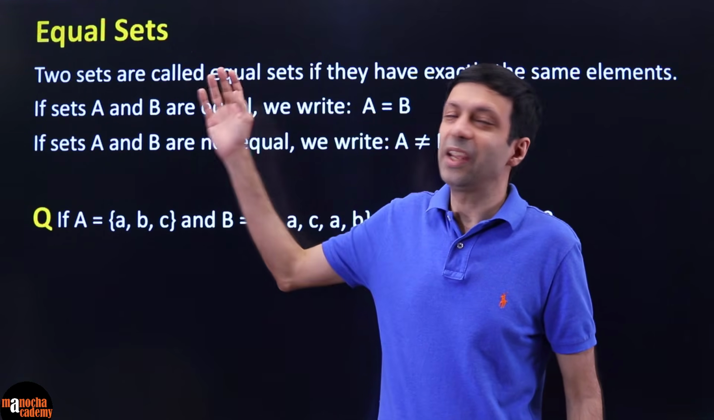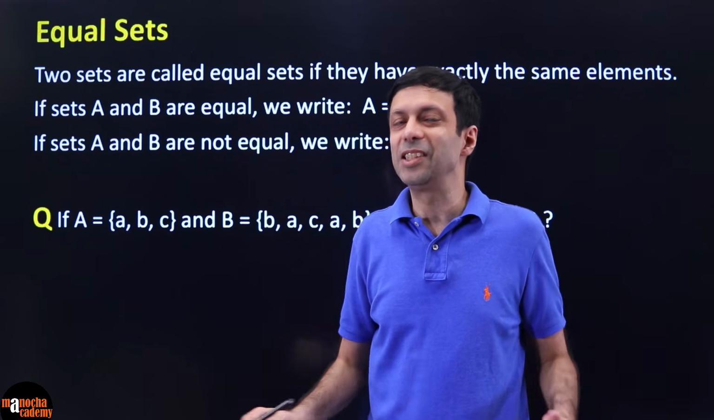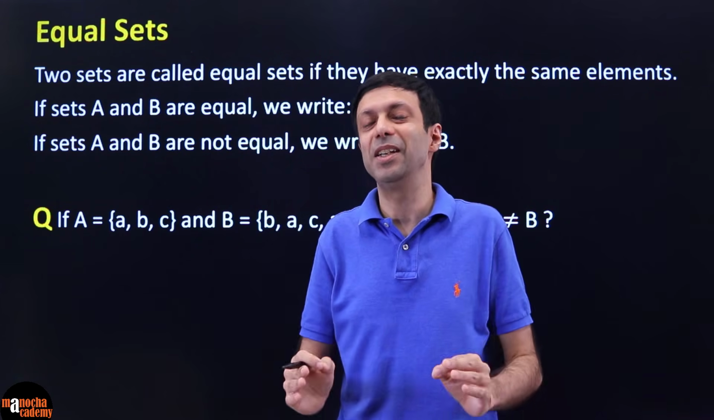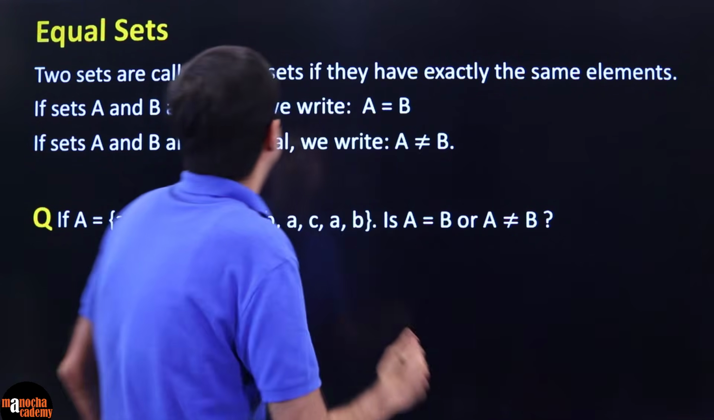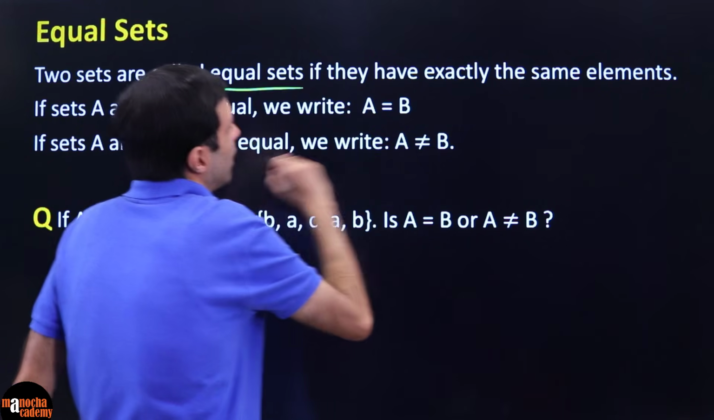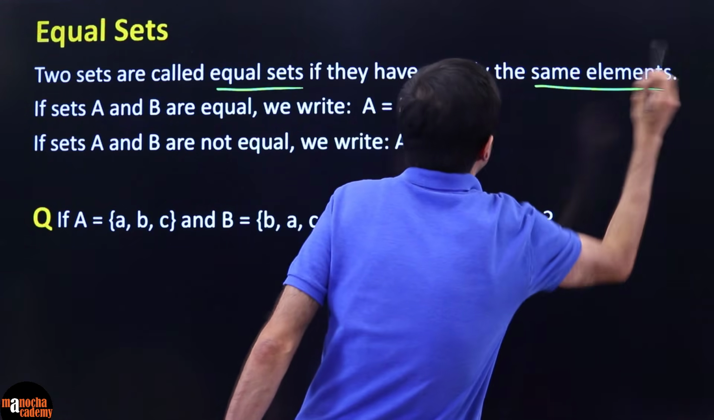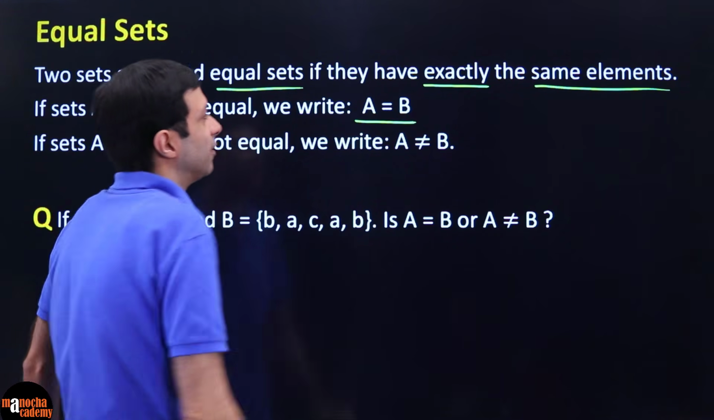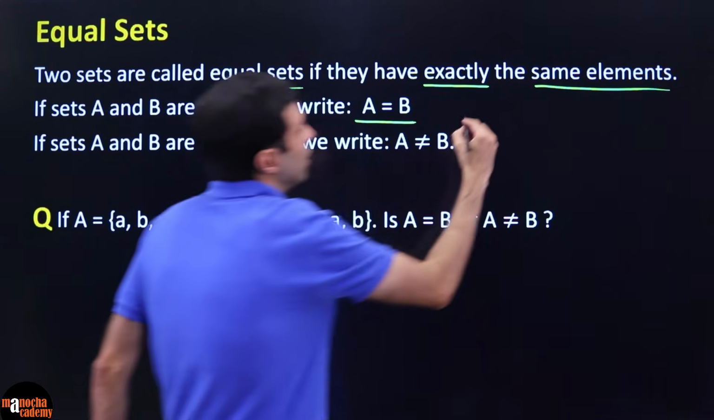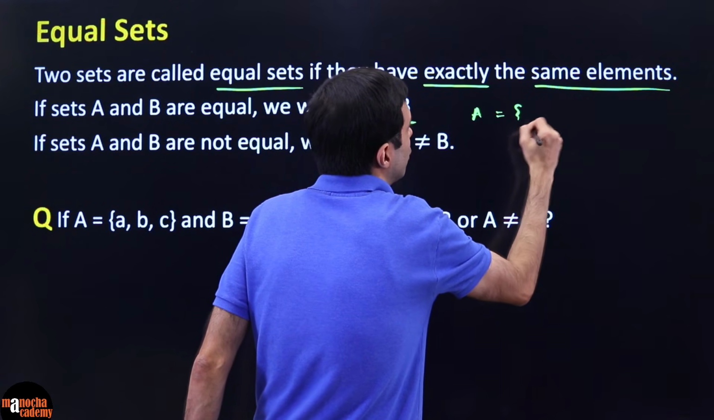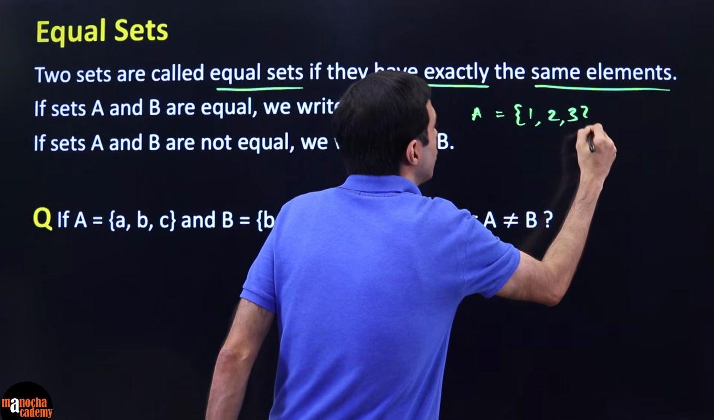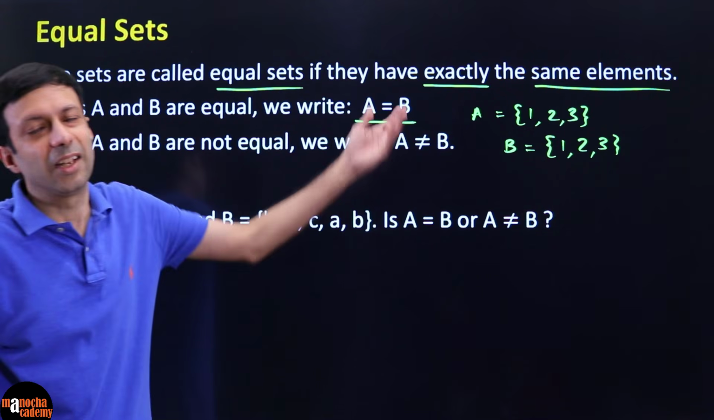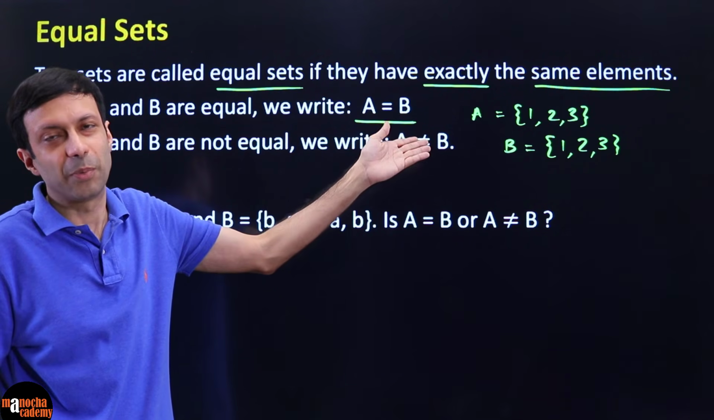Now let's talk about equal sets. Equal sets is really simple. Two sets are said to be equal if they have the same elements inside it. So very simple, two sets are equal sets if they have exactly the same elements. And so we write it as A equal to B. So let's say, set A has the elements 1, 2, 3. Set B also has the same elements 1, 2, 3. Then it's quite obvious that the two sets are equal and this is how we represent it.